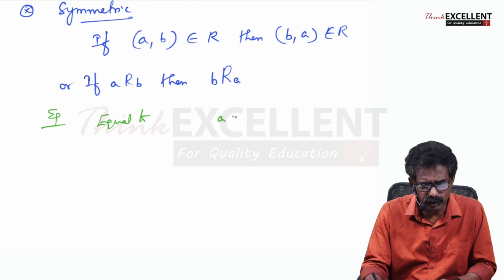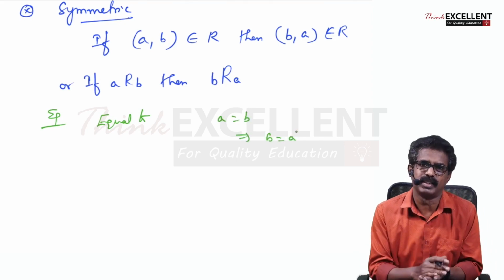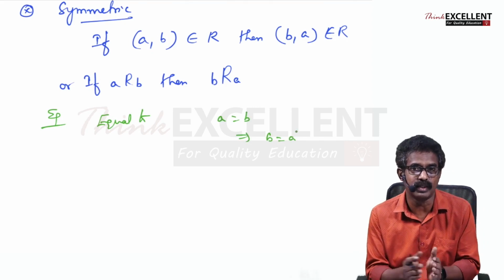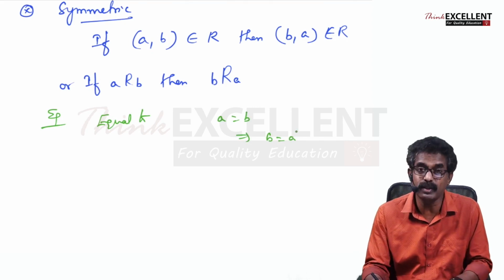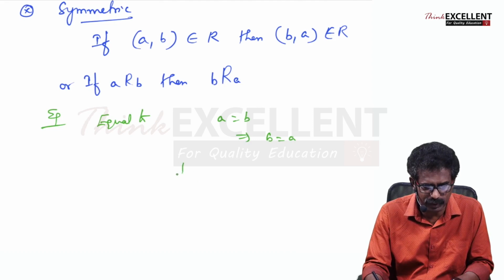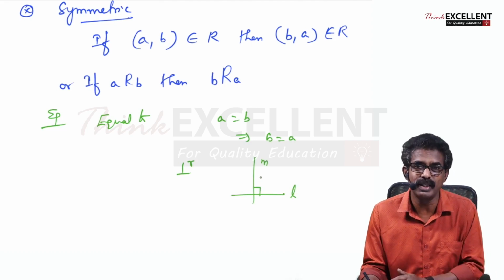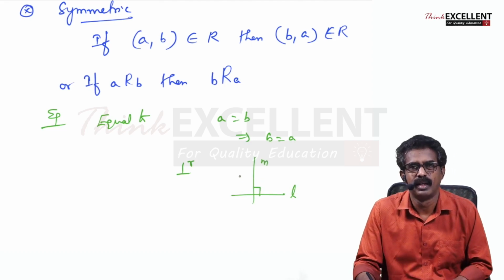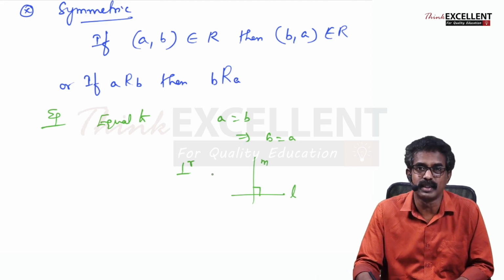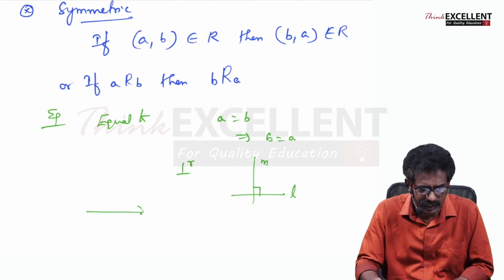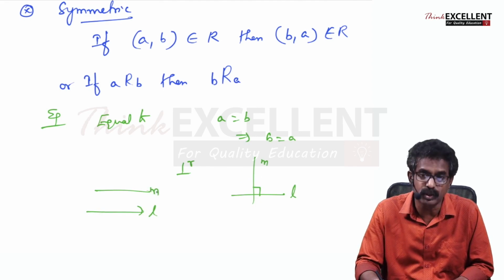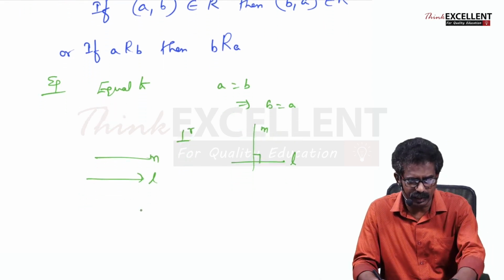Suppose A is equal to B, then definitely B is also equal to A. Just reverse it. A is equal to B, B is equal to A. Perpendicular, you can say, right? Line L is perpendicular to line M, then M is also perpendicular to L, right? Then parallel, you can say, line L is parallel to M, then M is parallel to L.